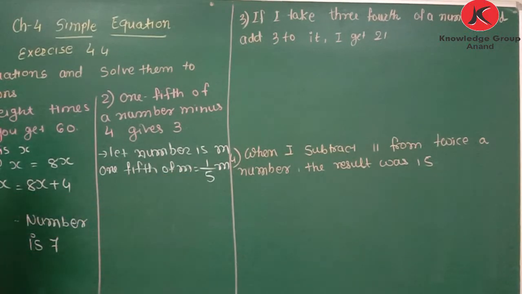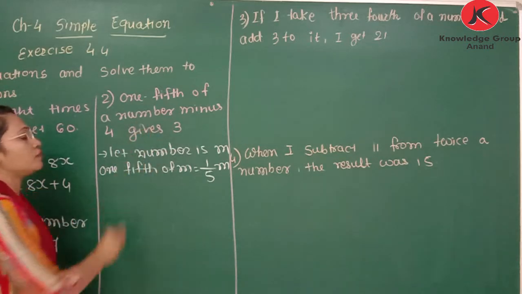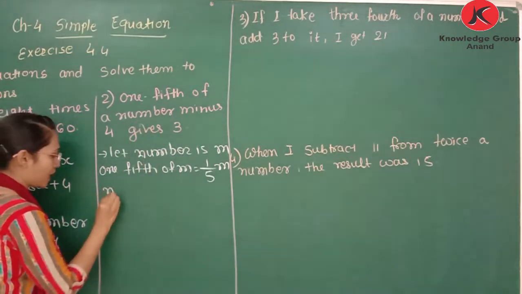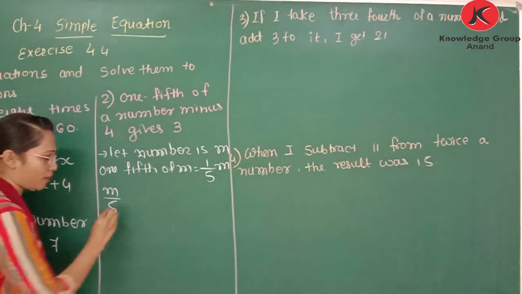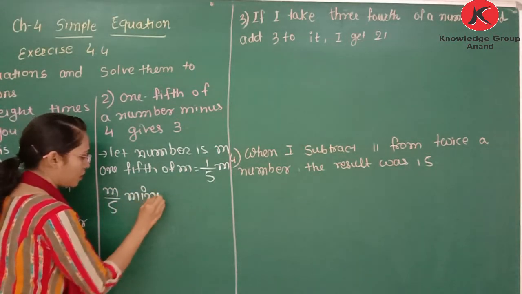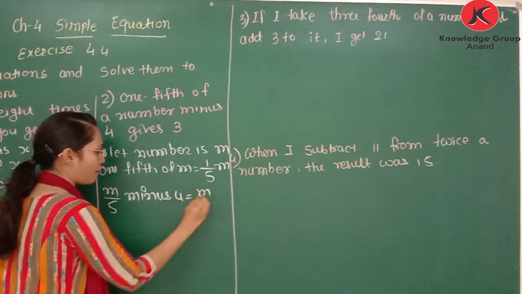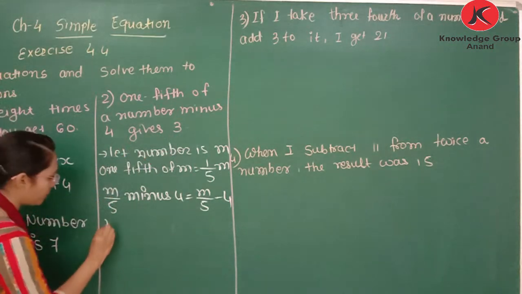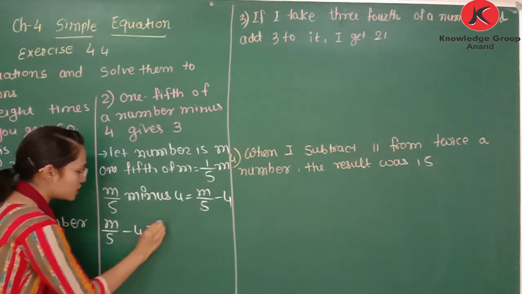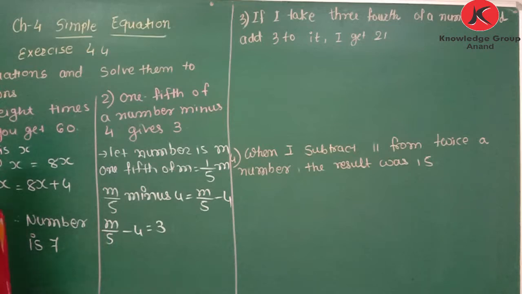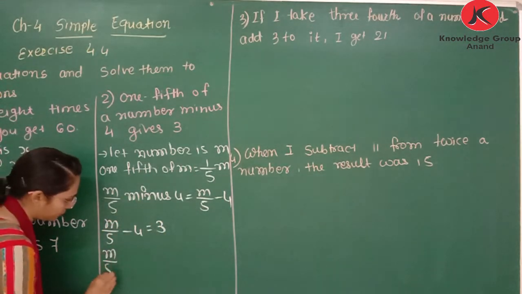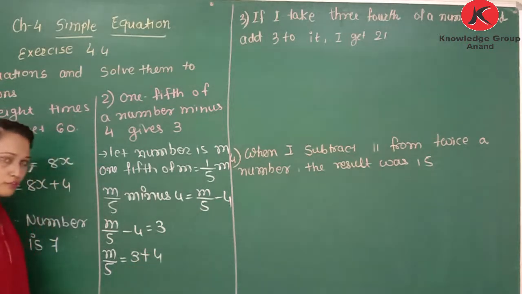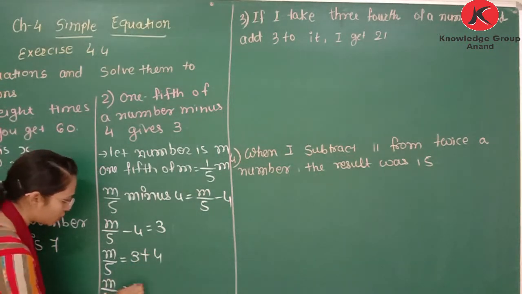You can write m by 5. Of number minus 4. So it means m by 5, that is 1/5 of m, minus 4 will give m by 5 minus 4. Okay? Gives 3. It means m by 5 minus 4 is equal to 3. So we need to solve this equation. Minus 4 is there, on right side it becomes plus. 3 plus 4. m by 5 is equal to 7.